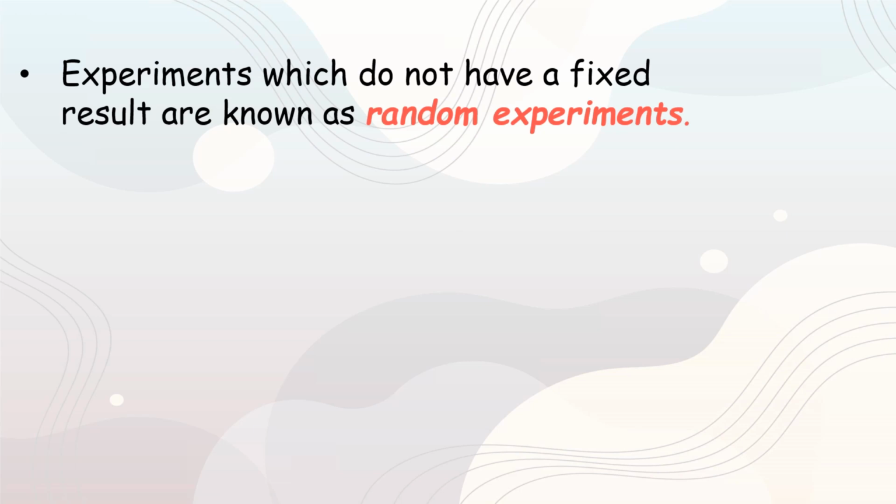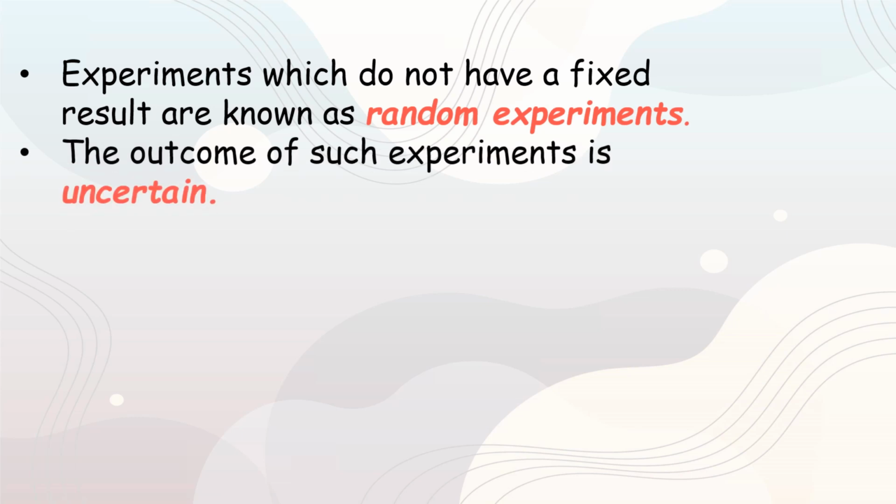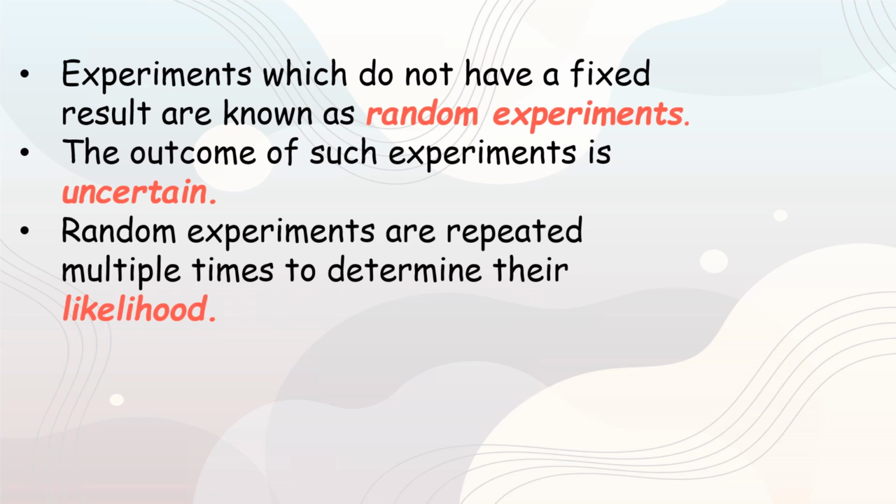Experiments which do not have fixed results are known as random experiments. So, kapag for example, nag-experiment tayo, no? Kung walang tama or fixed na result, ibig sabihin uulitin mo 'yon, no? So, ibig sabihin paulit-ulit ka hanggang makuha mo yung pinaka sakto na result, no? The outcome of such experiment is uncertain. Then, random experiments are repeated multiple times to determine their likelihood. So, meron naman ding nag-experiment tayo na random siya or sasabihin natin paulit-ulit natin ginawa para makuha natin yung tamang result. Okay.